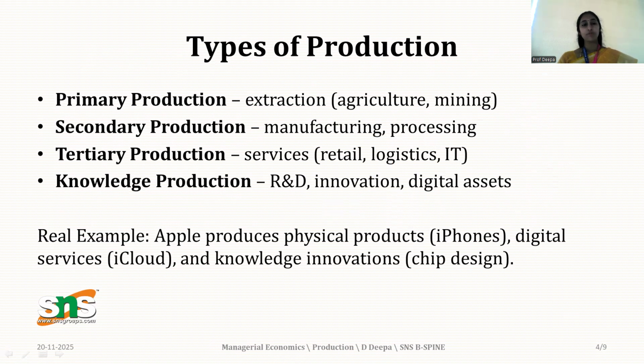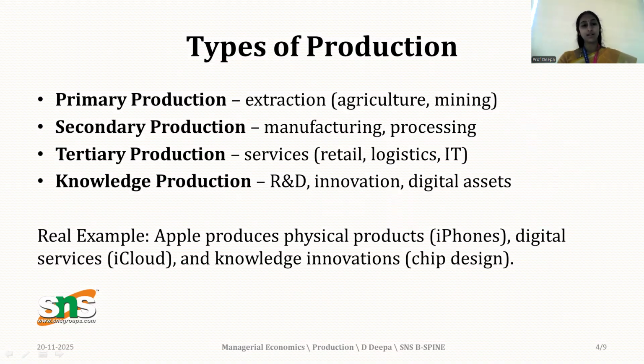And next is types of production: primary, secondary, tertiary, and knowledge production. Primary is a major thing, we can definitely say, agriculture and mining are primary production. Without this, we cannot survive, right? Secondary production is manufacturing and processing, the next level of production. Tertiary is all services. And knowledge production is the fourth stage of production, all research-related things like R&D, research and development, innovation, digital assets.